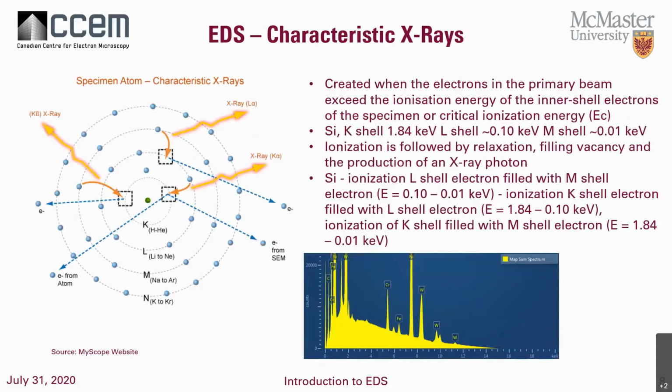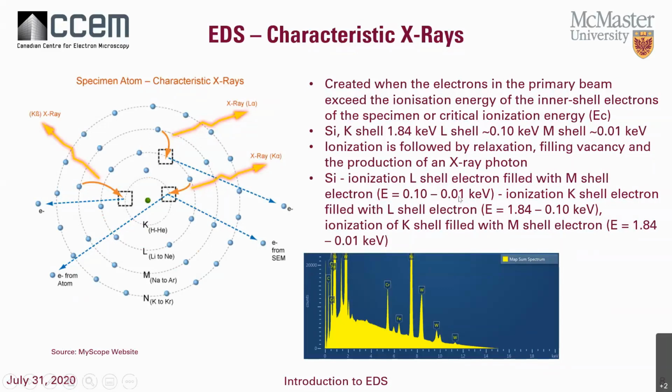Now we're talking about the actual production of what we see. If we're considering, say, silicon, we'll have different shells that we can ionize. Once we ionize an electron and get a secondary electron produced, an electron from a higher energy shell can drop down, and we get an X-ray produced.